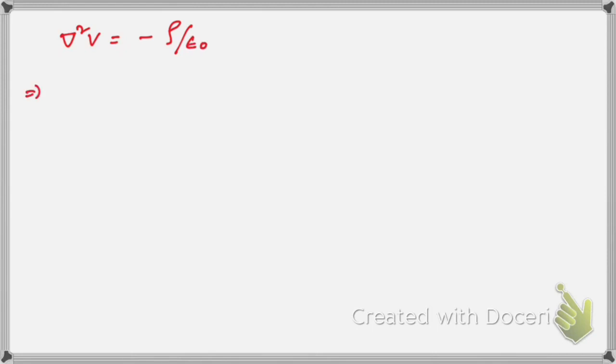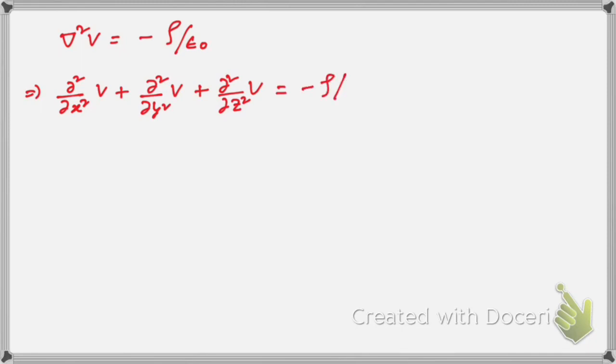It also can be written as second order partial derivative with respect to x of V plus second order partial derivative of V with respect to y, and similarly the z term. It also can be written this way, right? So this was the Poisson's equation. It can be written in this way or in this way. Let me take this as equation number 3.